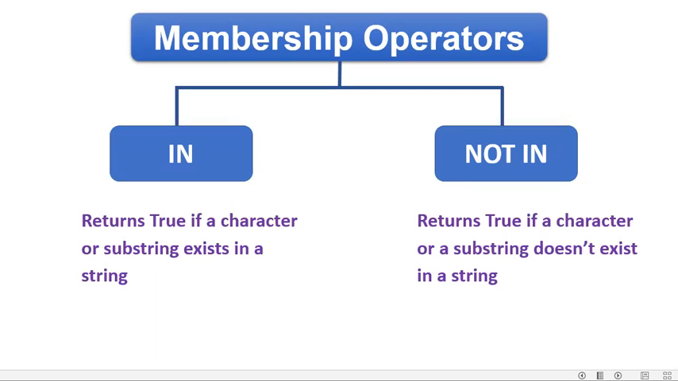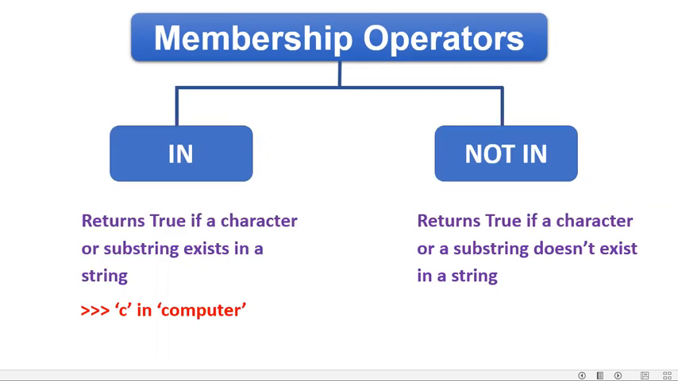Now, what is not in? It returns true if a character or a substring does not exist in a string. It means it checks the unavailability of a character or a substring in the given string. So we are basically checking whether a character or a substring is a member of the given string or not. And that is the reason we call these two operators membership operators.